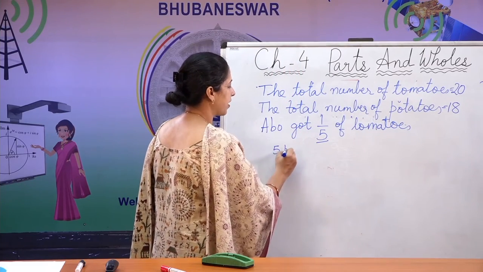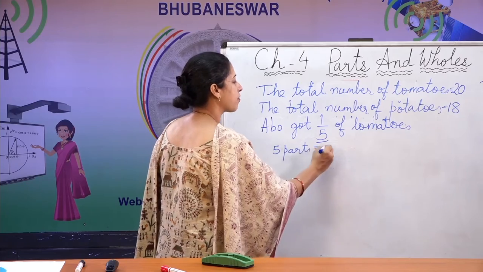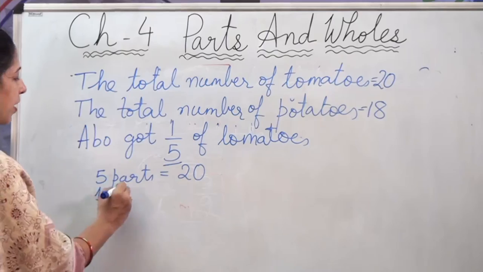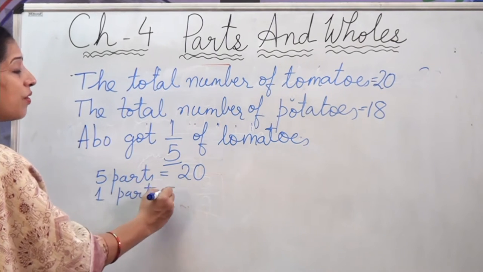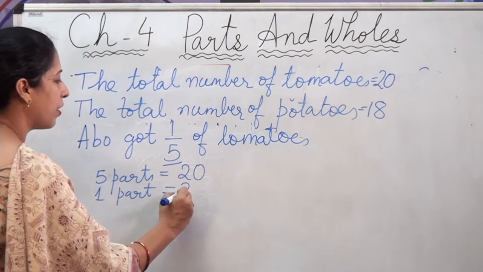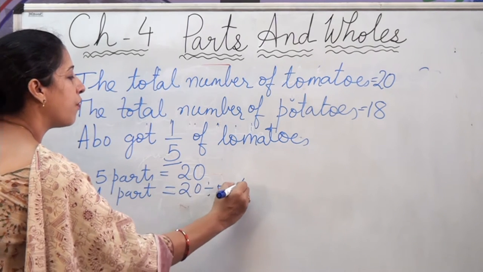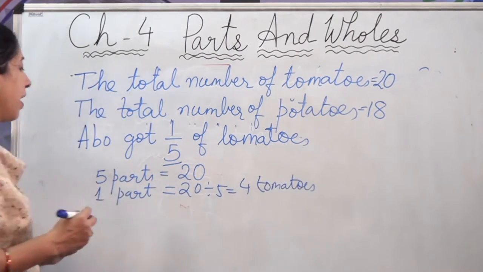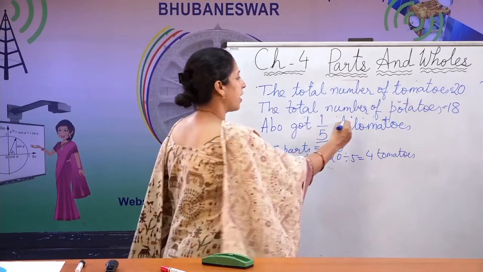So let's find out what the 5 parts are. 5 parts, that is a whole. So 5 parts is equal to 20 tomatoes. So one part will be, as you know, what are we going to do? 20 divided by 5 is equal to 4 tomatoes. Now let's see how many potatoes Abu is going to get.